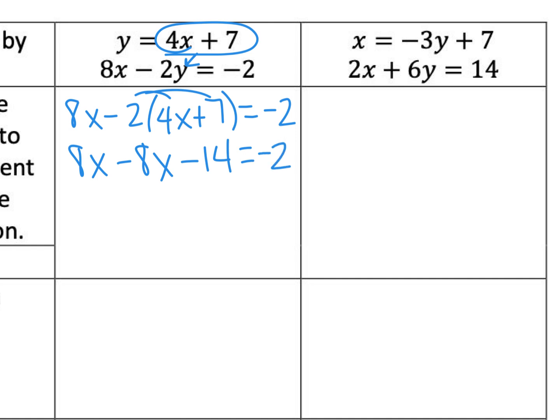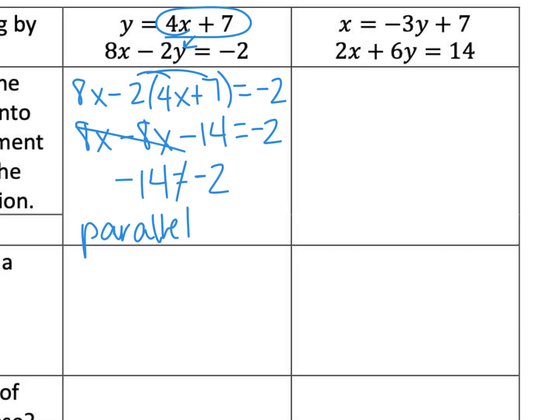Now I want you to see what happens here. We have 8x minus 8x. Those cancel. So we're left with -14 equals -2. Does this make sense? Is -14 ever equal -2? No. So that means that these lines are going to be parallel. And if our lines are parallel and our solution is where they cross, they're never going to cross. So this means that there is 0 solutions or no solutions.